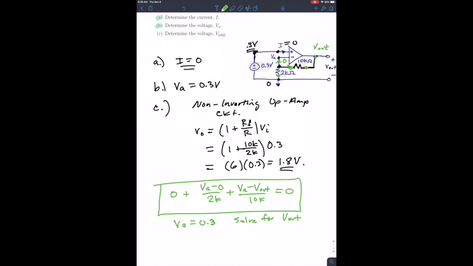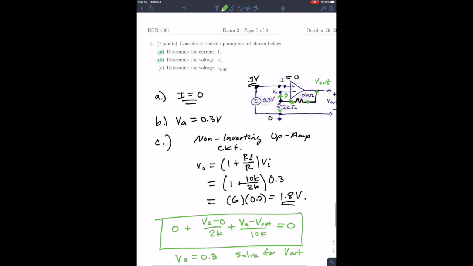Alright, so that's the solution for problem number 14.